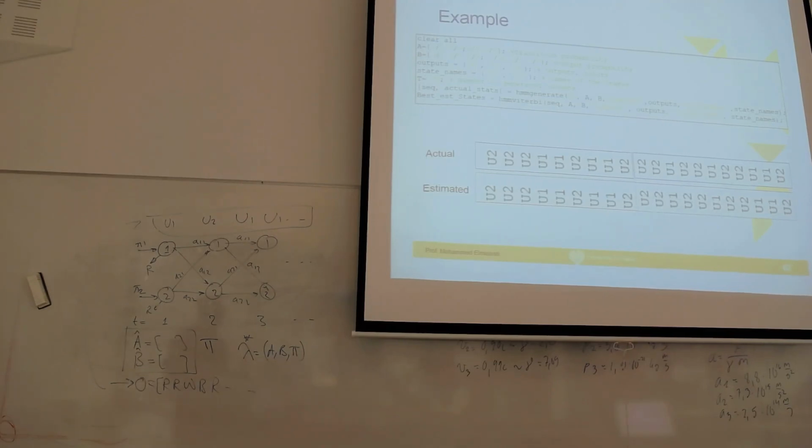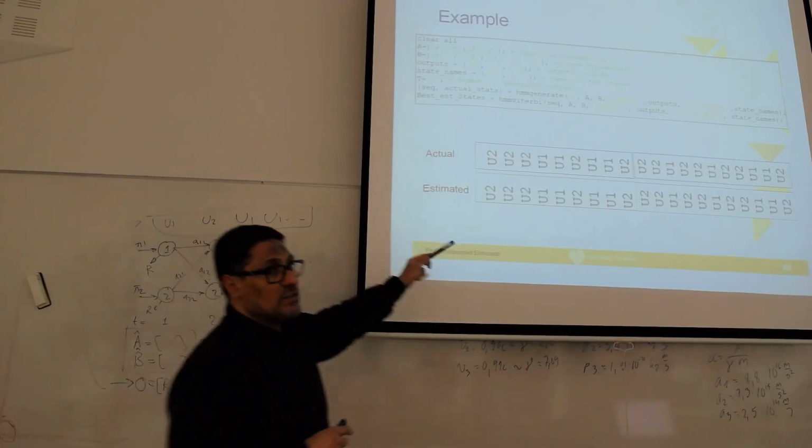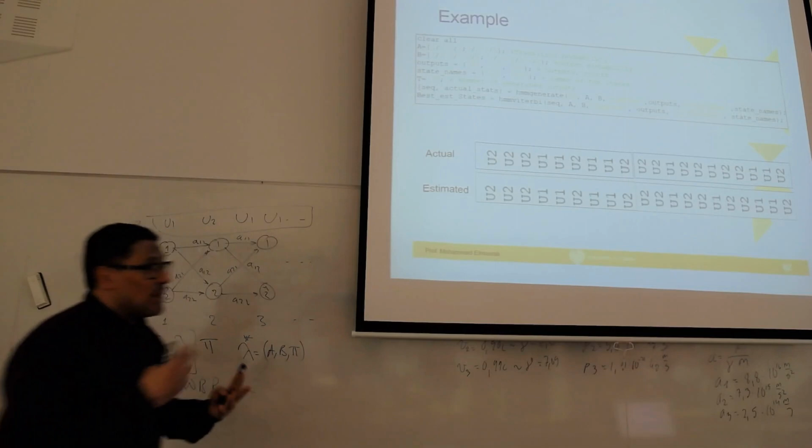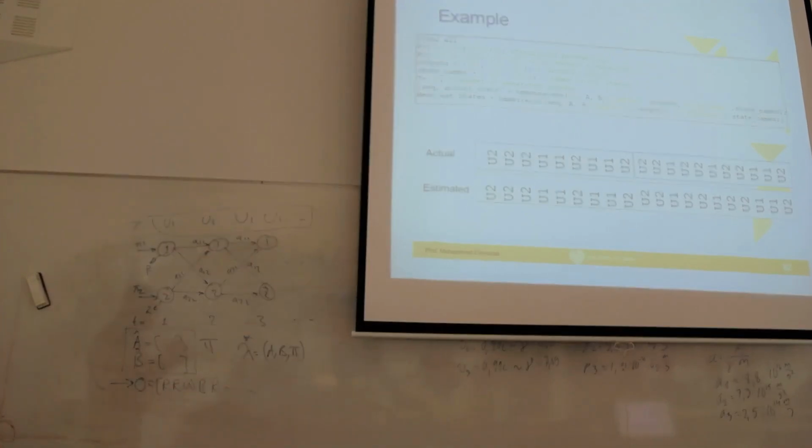Now you can see in this figure that this is the actual states that we have, and this is the estimated based on the Viterbi. Actually, you can see they are identical. They are exactly the same. So Viterbi was able to find them perfectly.